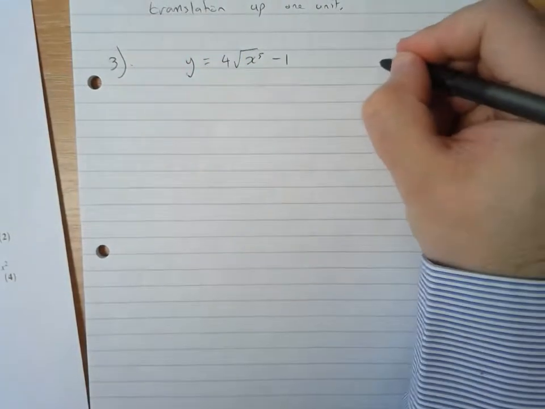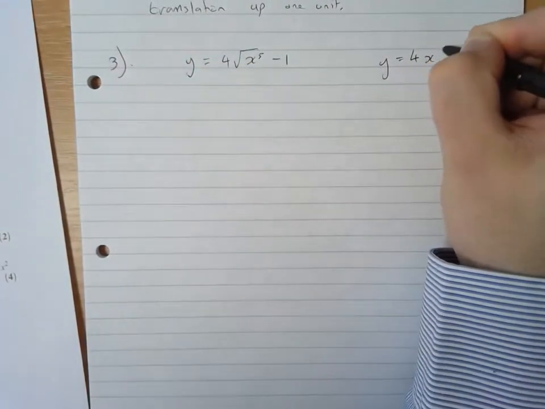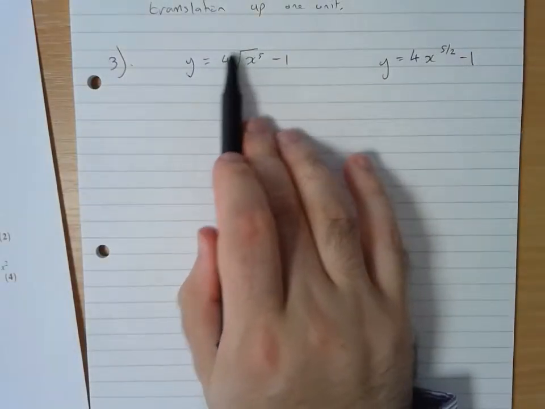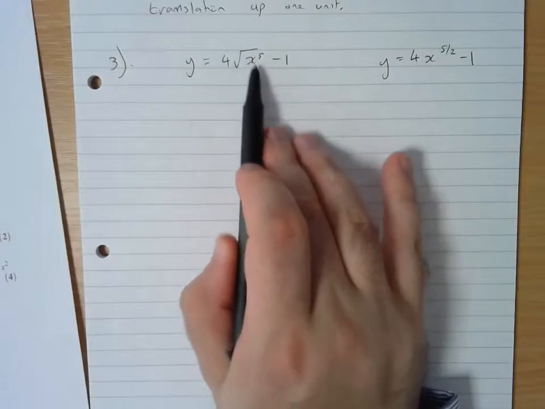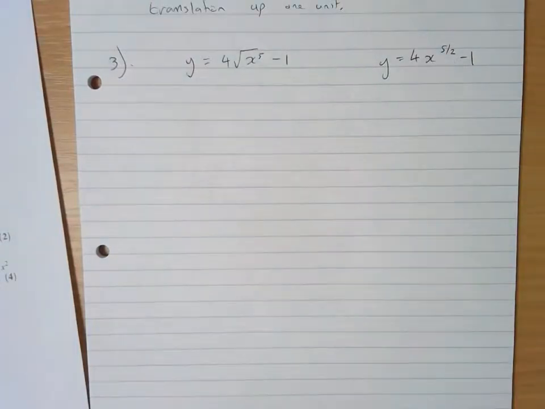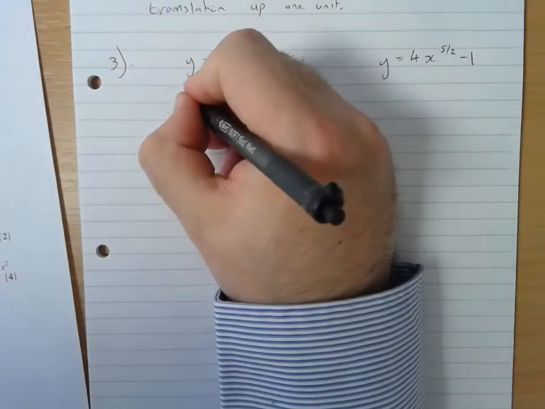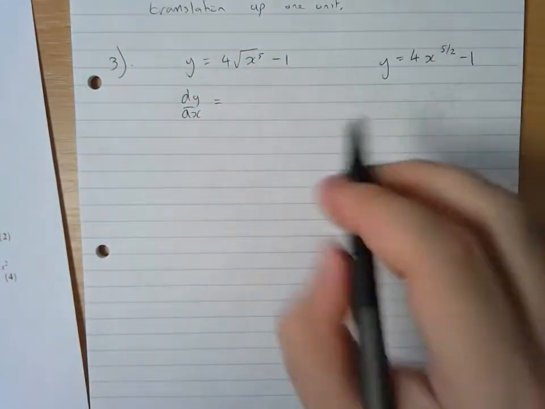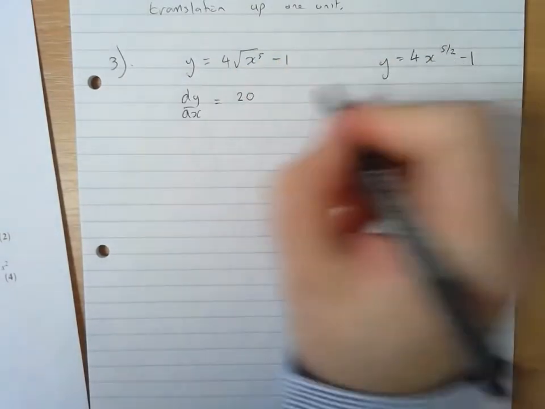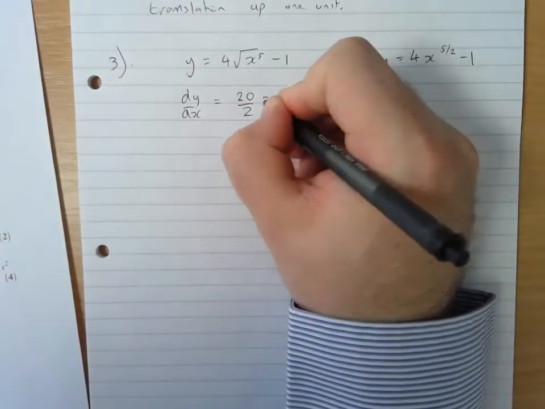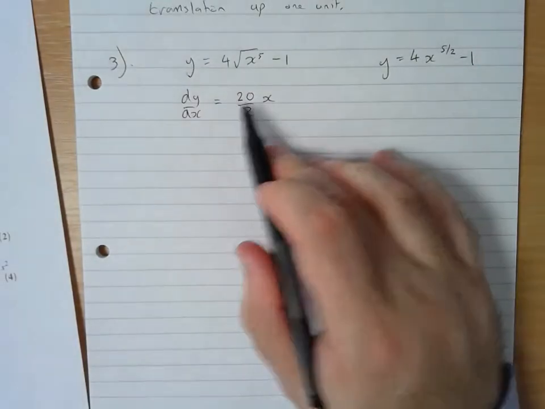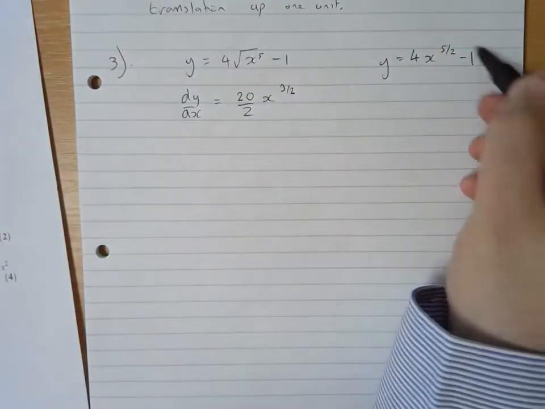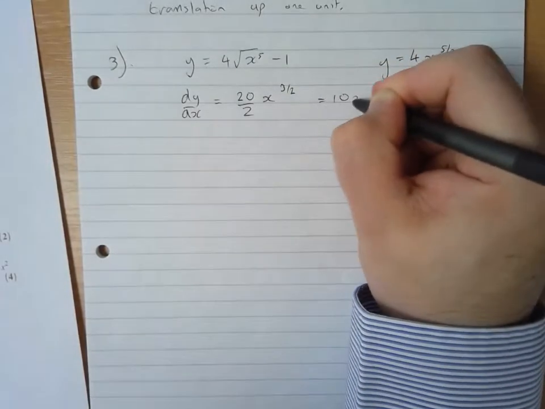So y in this case is 4x to the 5 over 2 minus 1. Because this square root here is power half, we do power half of all of this, so it's a half of 5, which is 5 over 2. This means dy by dx is, from here, multiply by the power, so we get 20 over 2 x to the, because 4 times 5 is 20, and then we reduce it by 1, so we get to 3 over 2. The 1 disappears at the end, so this is 10x to the 3 over 2.